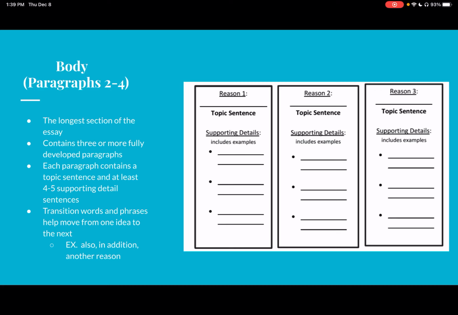And if you guys need more resources explaining the concept of a transition word, phrase, or sentence, please let me know and I will provide that. I will upload it onto Google Classroom if we need it. So shoot me an email and let me know.